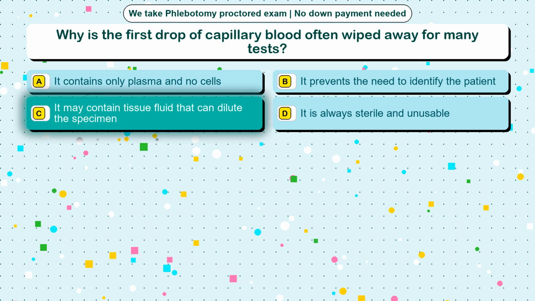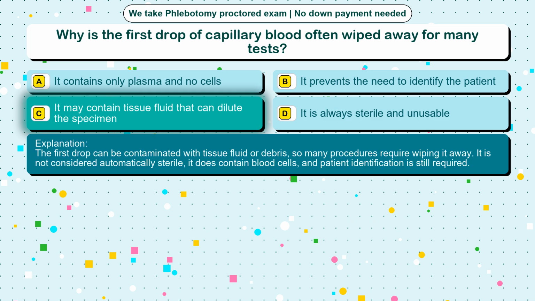The correct answer is option C, it may contain tissue fluid that can dilute the specimen. The first drop can be contaminated with tissue fluid or debris, so many procedures require wiping it away. It is not considered automatically sterile, it does contain blood cells, and patient identification is still required.